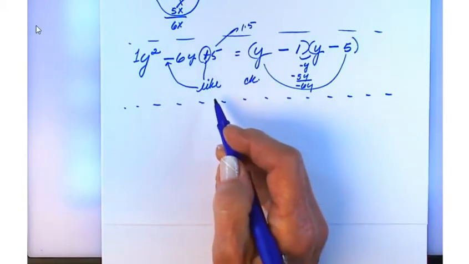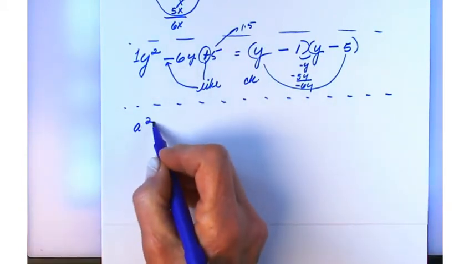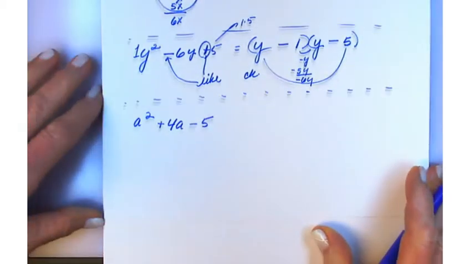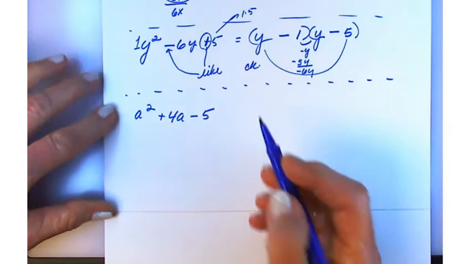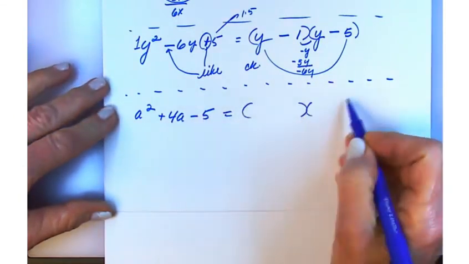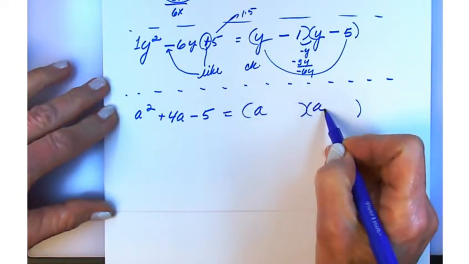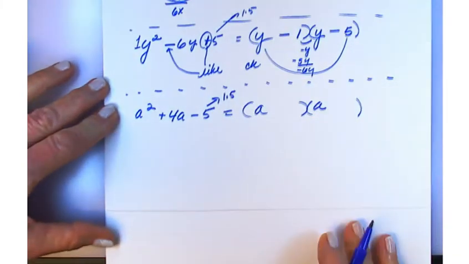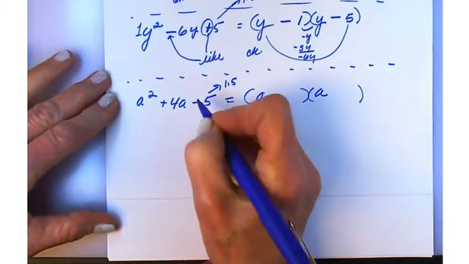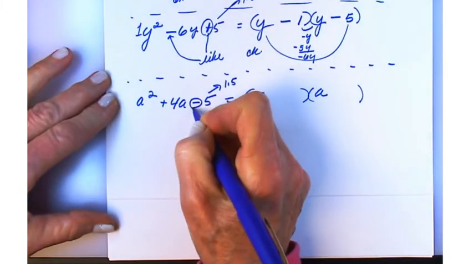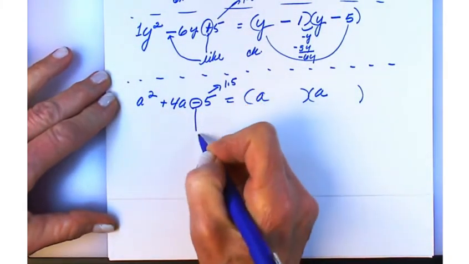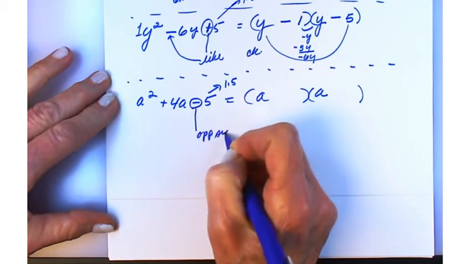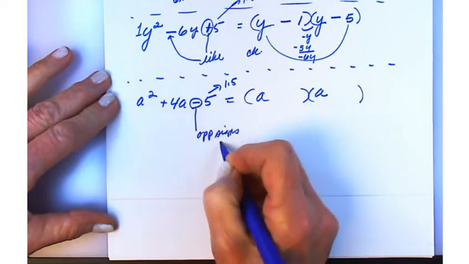Let's look at a squared plus 4a minus 5. I'm choosing the number 5 here. So it's going to factor into two binomials. I know it's a and a, and I have 1 and 5. Now this one looks a little different. Here I have a minus sign. So the only way I can get a negative product is opposite signs. One's a plus, one's a minus.